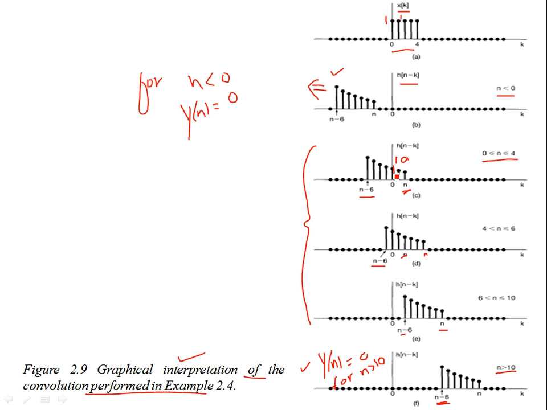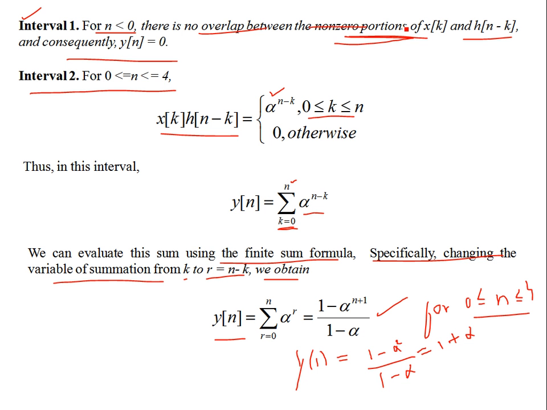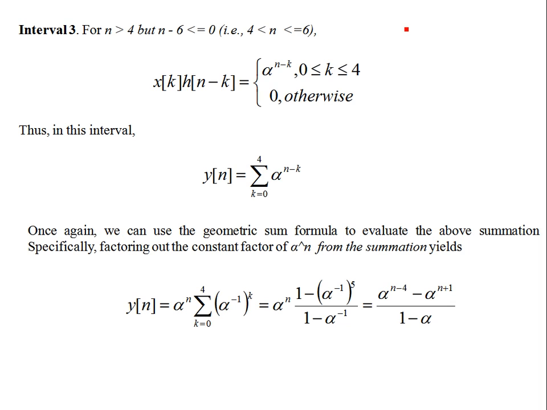The first sample would be, so you have two samples, so 1 plus alpha will be the result. Okay, so let's go to table 3. It says that n is greater than 4, but n minus 6, the last sample, is less than or equal to 0, which implies that you are asking for a range of n from 4 to 6.